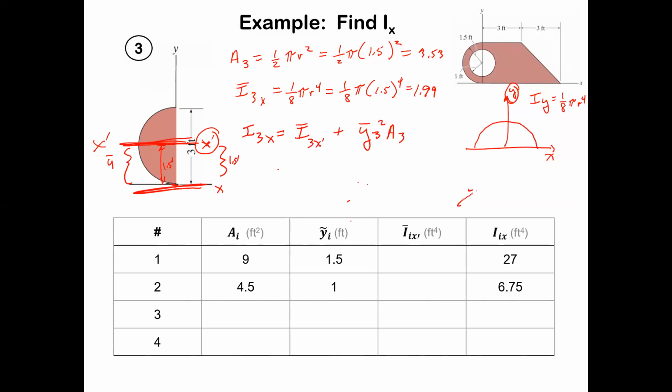And the parallel axis theorem says, yeah, you just take that and you add to the 1.99, which is the moment of inertia about the centroidal axis, and you add to it 1.5 squared. That's the distance between x prime and x, which is y bar, times 3.53, which is the area of that body. And what you end up getting is 9.93 feet to the 4th power. I don't know why this thing is here, but just ignore that.